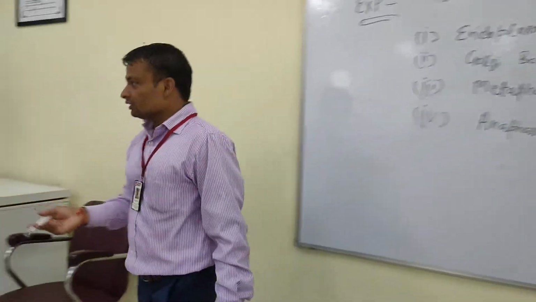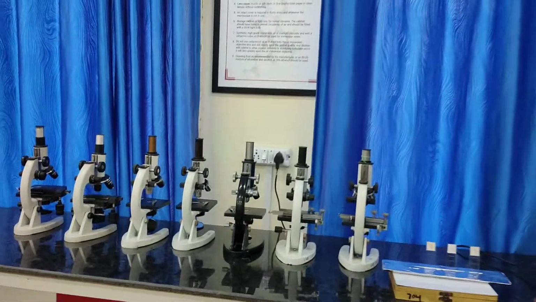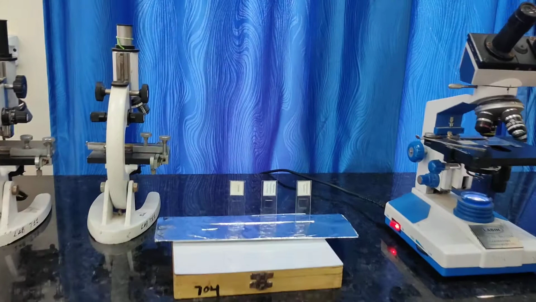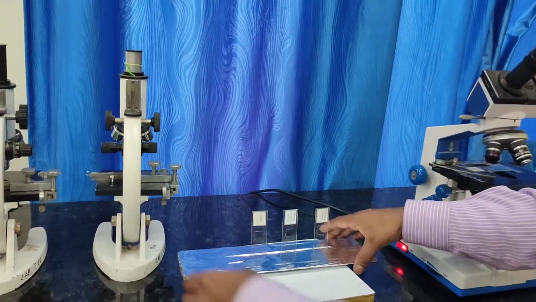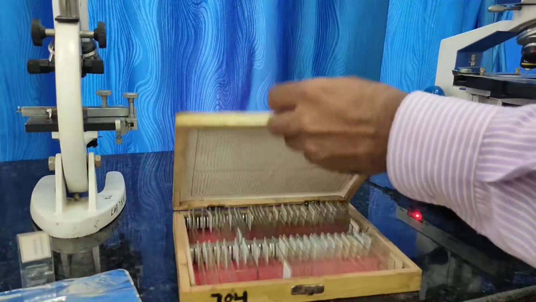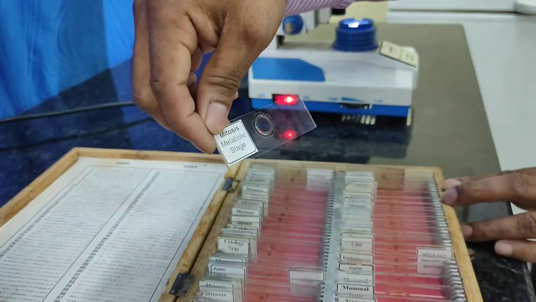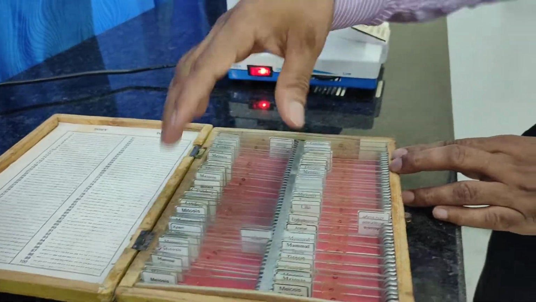So let's come to here. This is a cell biology lab. As you can see, the microscopes are all over here, and now this is a box. Whenever you are going to perform in the lab, you need to take this box, which consists of all the permanent slides. So here you can see different kinds of permanent slides are available, just like I am showing you here. This is the mitosis slide, okay. So different other slides are available.